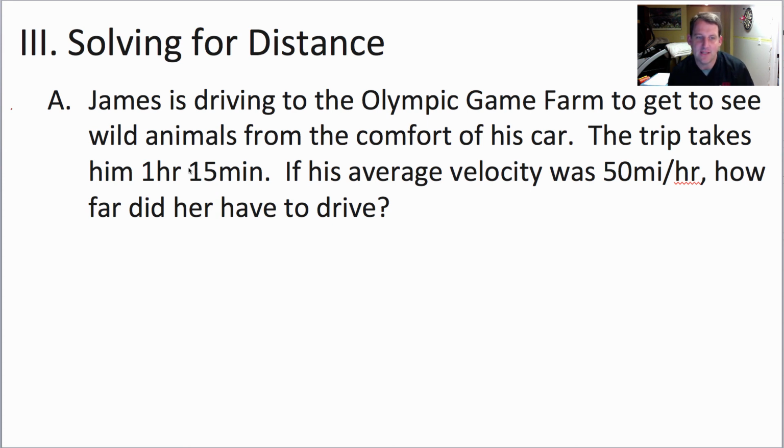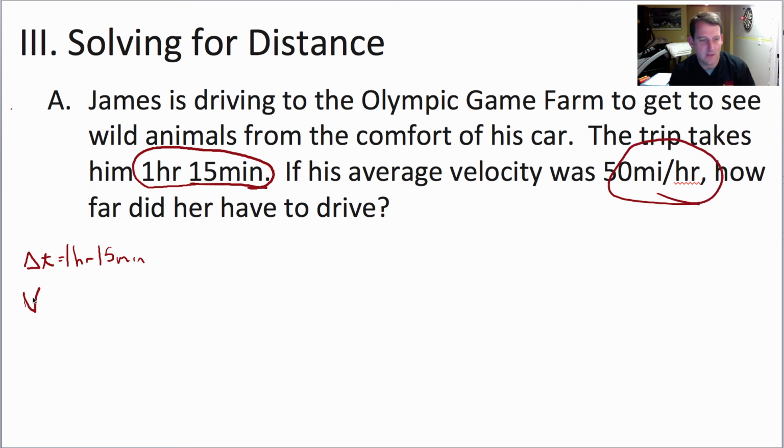Now one of the first things I noticed is I said hours and minutes here, and then hours here. So these units don't match up. I'm going to have to convert these minutes into hours and get this as one time instead of two time components. So we'll deal with that in just a second. So first of all, as always, we want to write down what we know and don't know. We know our change in time is this weird unit of 1 hour and 15 minutes. And we know our velocity, which is here, is equal to 50 miles per hour. And we're looking for our distance. So our change in distance is unknown.